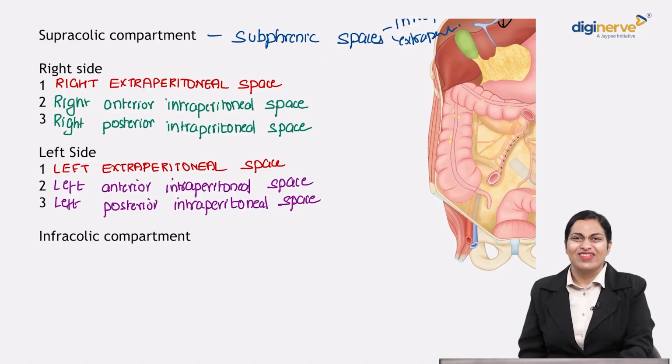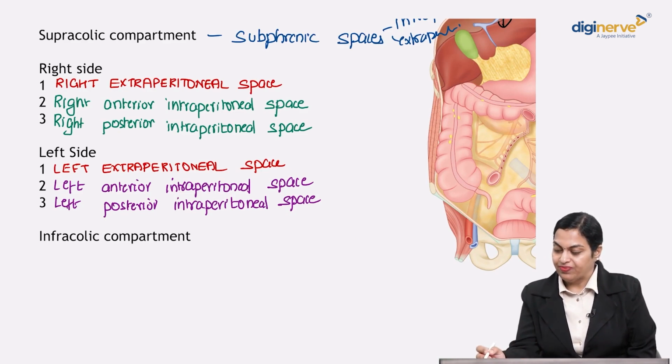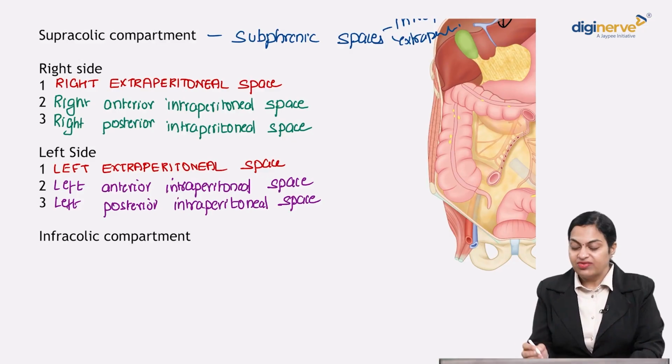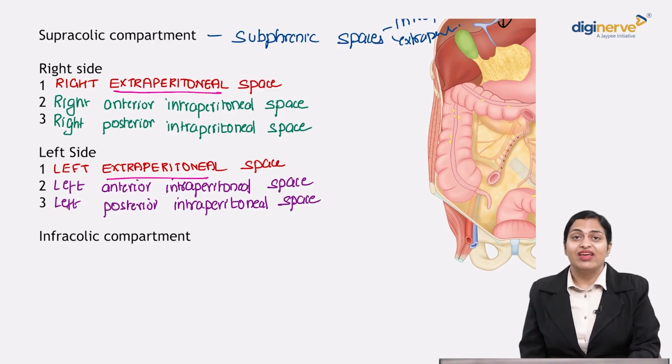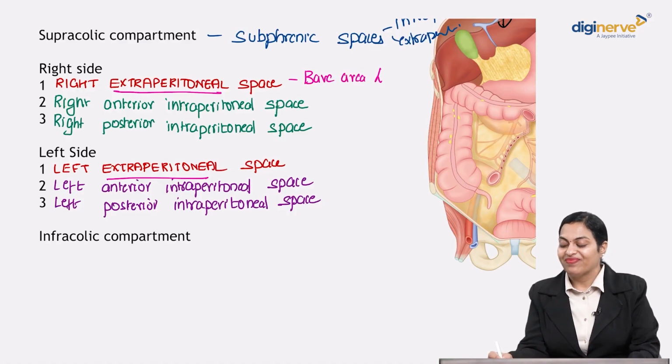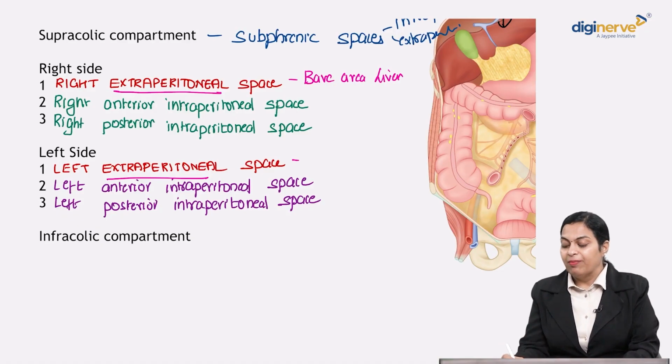So it's very easy, nothing to get confused, right? So write it right side and left side. And then first write the extraperitoneal space. The right extraperitoneal space is nothing but the bare area of the liver, and the left extraperitoneal space is nothing but the bare area of the stomach related to the posterior surface of the fundus.